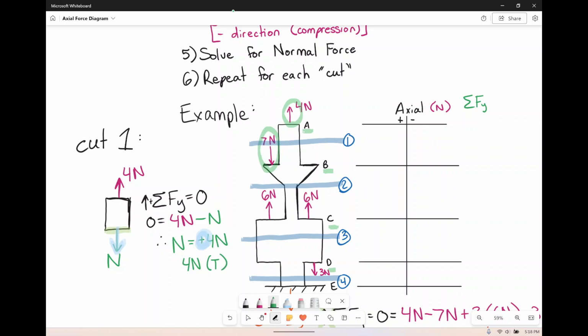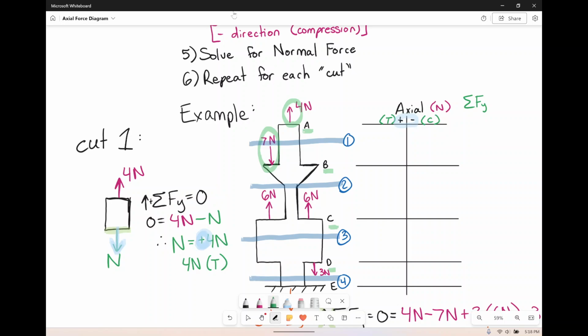So the tension side is positive, and the compression is negative. Usually instead of doing a plus and a minus on our axes, we'll put a T and a C, because again, tension is positive, compression is negative. Either one, kind of the same thing.